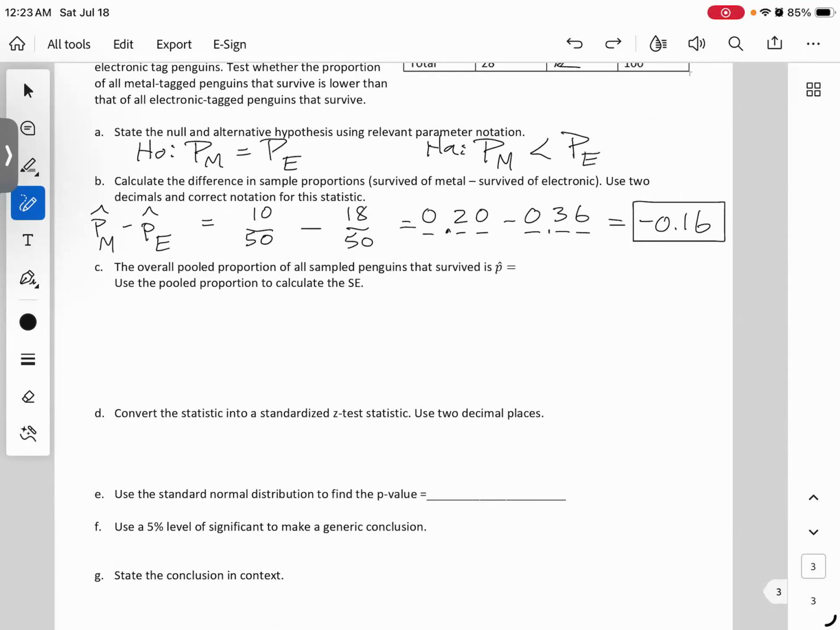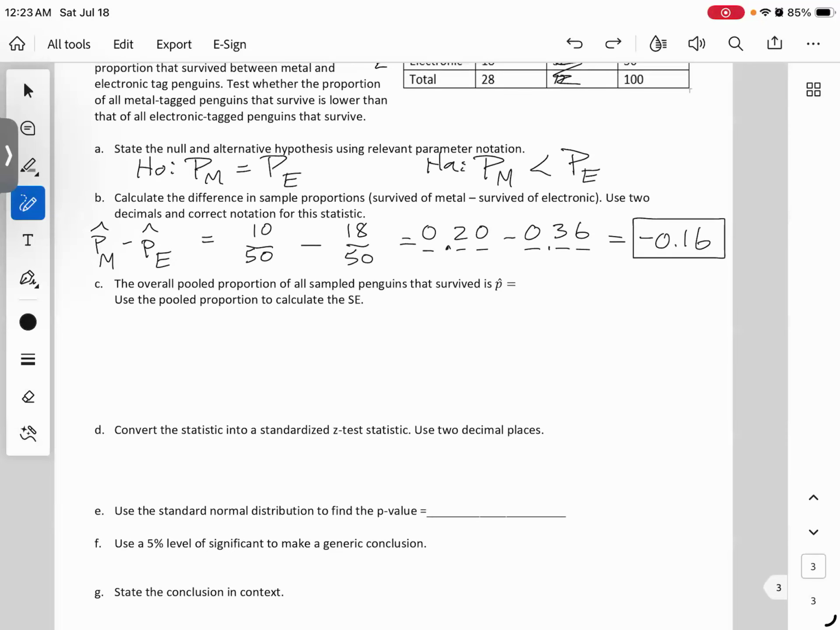Now, the comment I want to make before we do part C is, first of all, just ask yourself a couple of questions. Was there a difference between the two groups in who survived? Yes, there was a 16% difference. However, when we get to the standard error, what it's going to have us do is, at this moment, suppose that this is true, that the two groups are the same, that there's no difference. Now, we just saw that there is a difference. 20% is not the same thing as 36%.